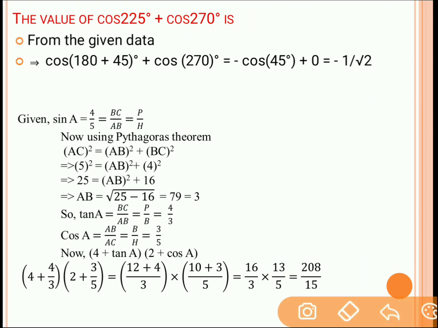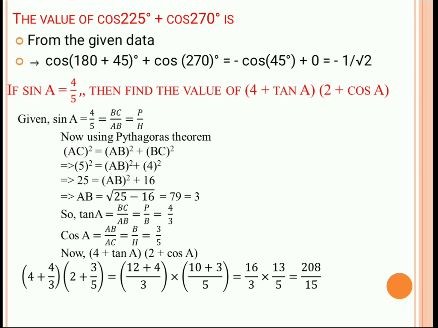So in this case, if the values of angle are not standard angles, then they can be converted into standard angles using the identities of trigonometric functions. Now let's move to the next example.